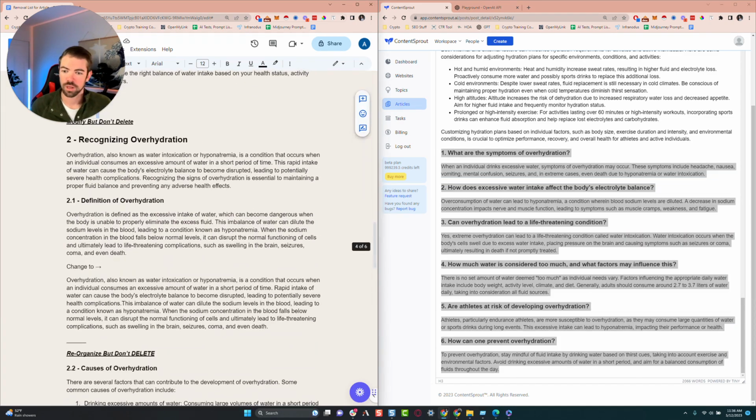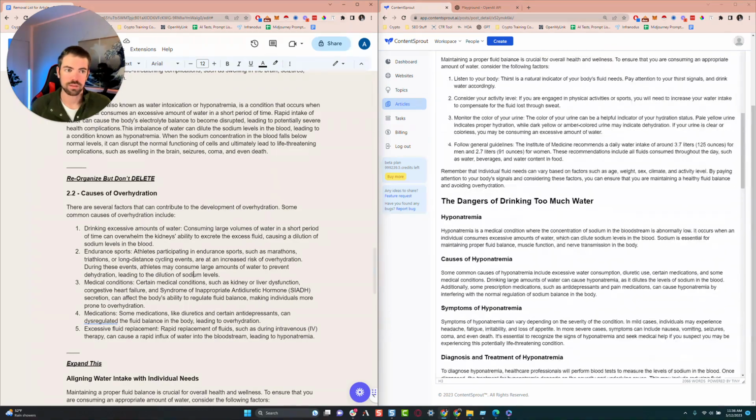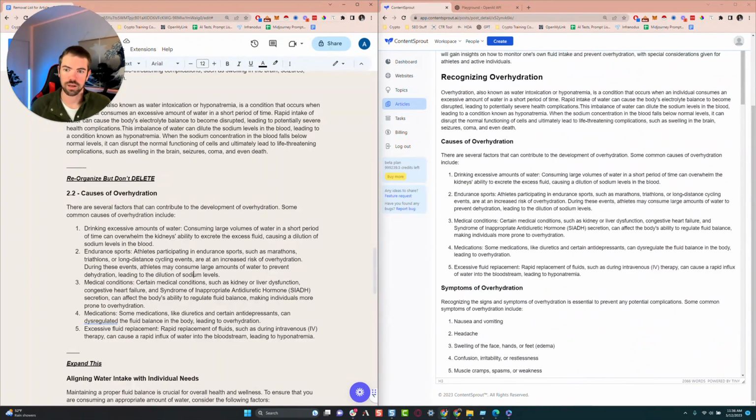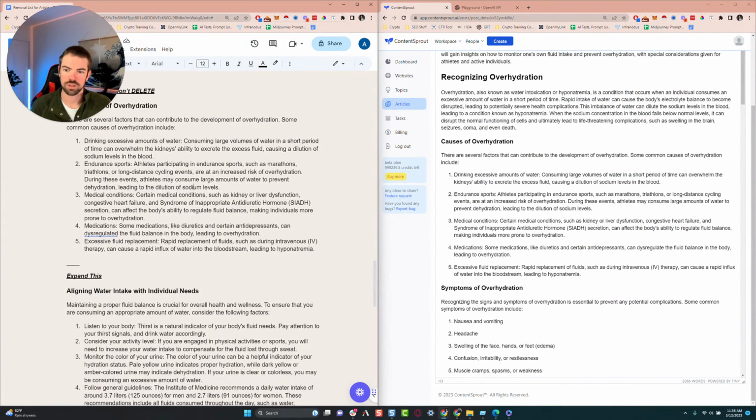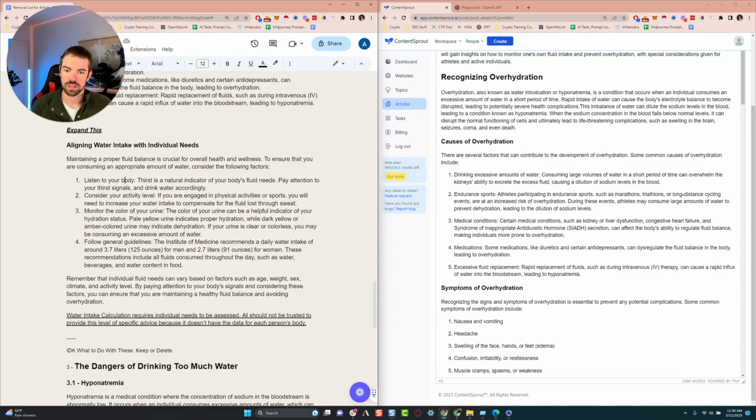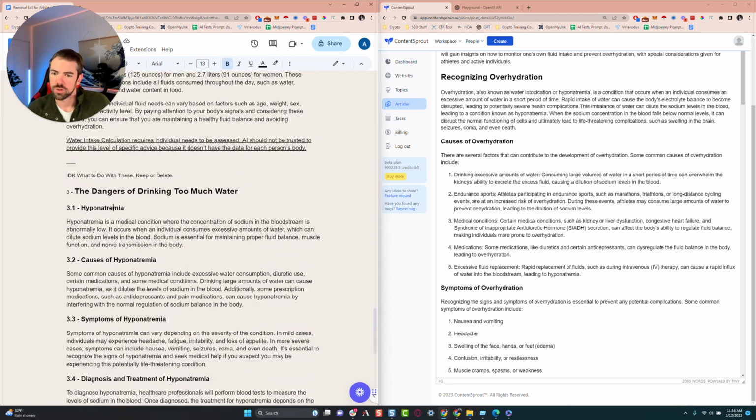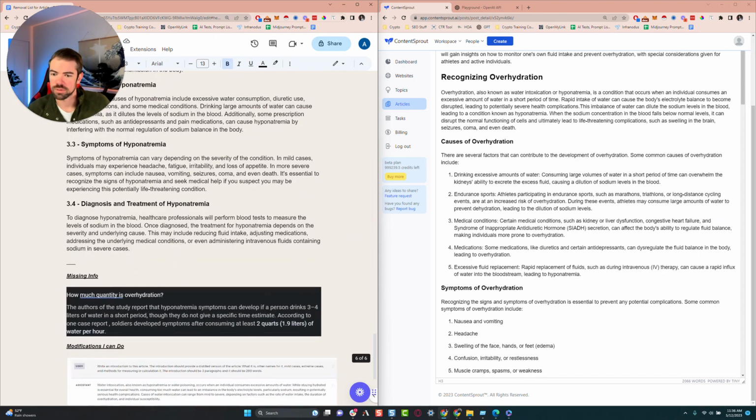You'll be good. So let's see here. Causes of overhydration. Recognize, reorganize, but don't delete. Okay. Let's see if causes of overhydration. I don't know if I need to do that. Expand this. Aligning water with individual needs. Okay, so with this one, I deleted it earlier. I don't know what to do with these, keep or delete, yeah. So I ended up deleting this one, or keeping this one.